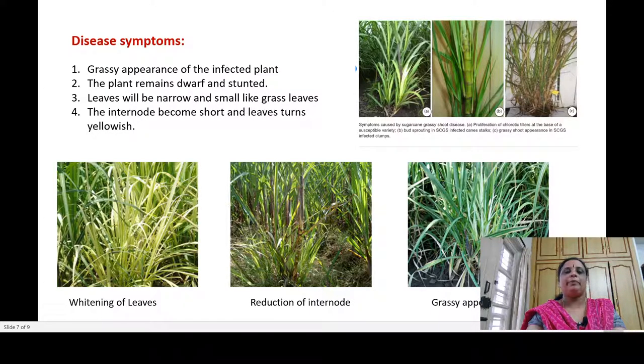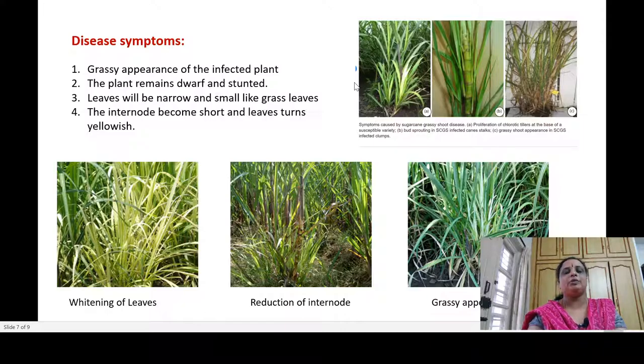Here, the sugarcane plant, which was supposed to grow very long and tall, doesn't do so because of the infection of this mycoplasma like organism, which infects the phloem tissue of this particular plant, so that the translocation of the food materials may not happen, which leads to the dwarfing of the plants. That is, the grassy appearance of the infected plant.